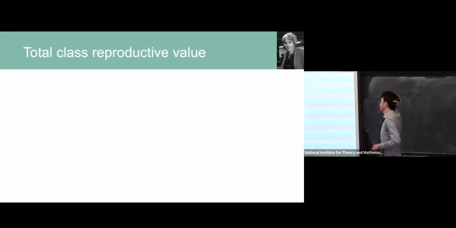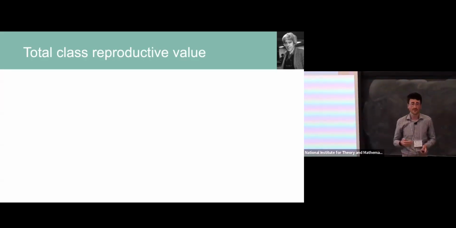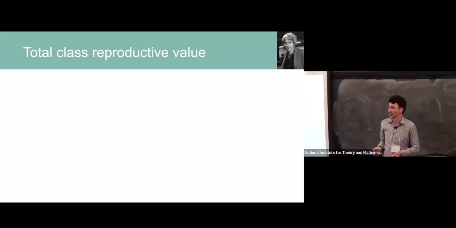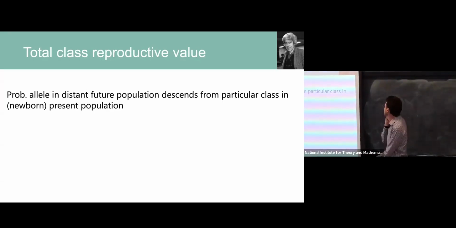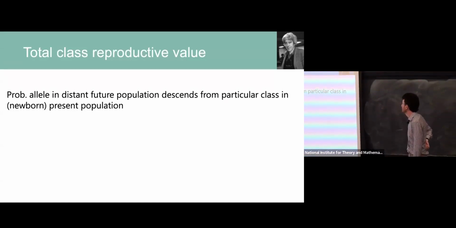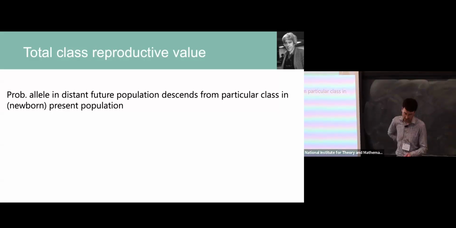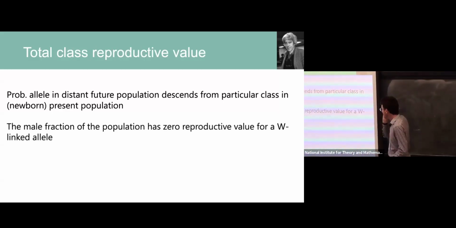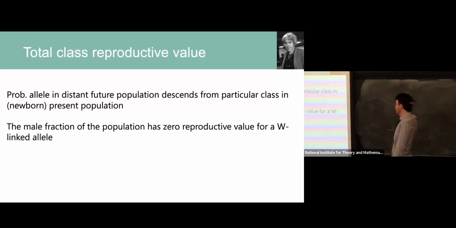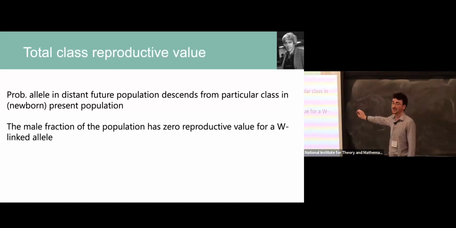Okay, so what do I mean by total class reproductive value? I don't think I have to spend so much time on this because we had really nice introductions to this concept yesterday. But how I'm using it is the probability an allele or a gene copy, I guess, in a distant future population descends from a particular class in the present population. Classes here, I mean sexes. So if we take an example, let's think about a gene on a W chromosome. We were thinking about birds earlier, right?